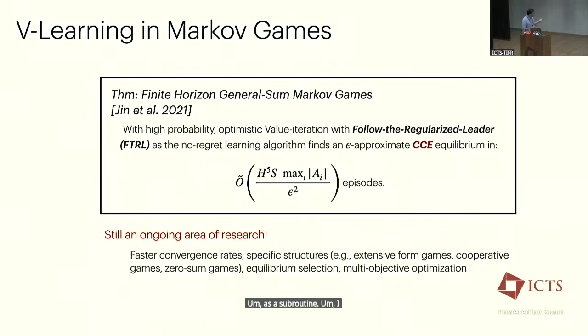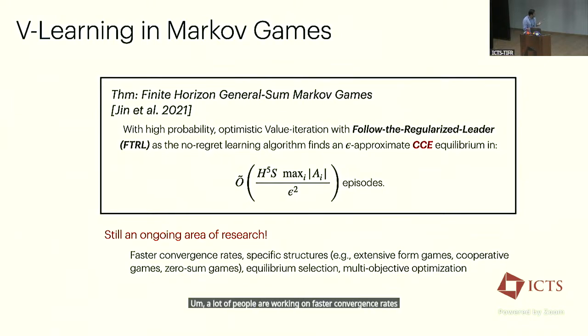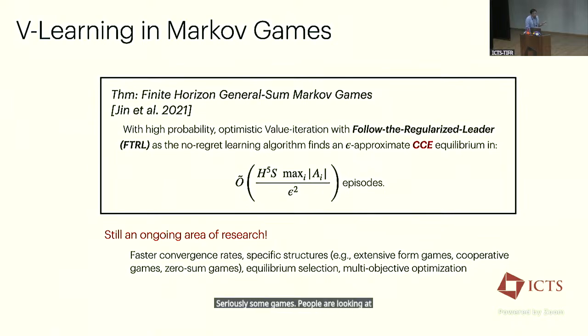I should mention this is still an ongoing area of research. There are papers trying to shave this down to make it match the lower bound as much as possible. A lot of people are working on faster convergence rates more generally, and on specific structures in which you could say something stronger, like extensive form games, cooperative games, zero-sum games. People are looking at how you might do equilibrium selection in these problems. People look at multi-objective optimization through this lens. It goes on and on.